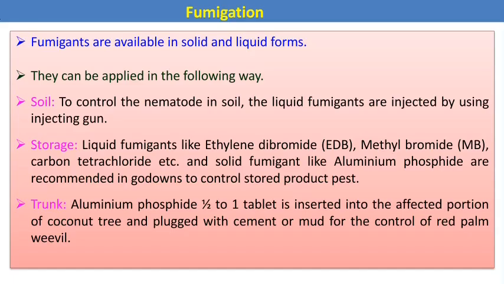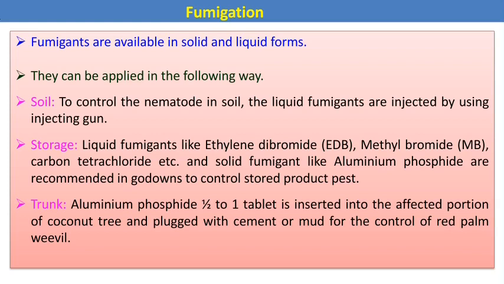The next is fumigation. The fumigants are available in solid and liquid forms. They can be applied in the following ways. Fumigants are nothing but chemicals that are active in a vapor form, or volatile at ordinary temperature and toxic in a vapor form. That is the fumigants. We can conduct these fumigation techniques in soil to control the nematodes in soils, and liquid fumigants are injected by using the injecting guns.